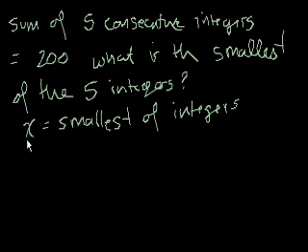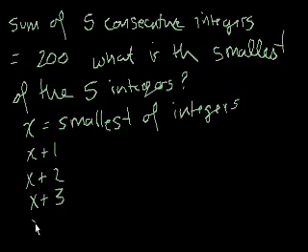And if you remember, integers are just whole numbers, so it can't be a fraction or a decimal. So if x is the smallest, then the next integer is going to be x plus 1. And then the one after that's going to be x plus 2, then x plus 3, and then x plus 4, right? It might seem confusing, I'm writing all of these x's, but if x was 5, then this would be 6, this would be 7, this would be 8, and this would be 9. So the 5 integers would be x, x plus 1, x plus 2, x plus 3, and x plus 4.